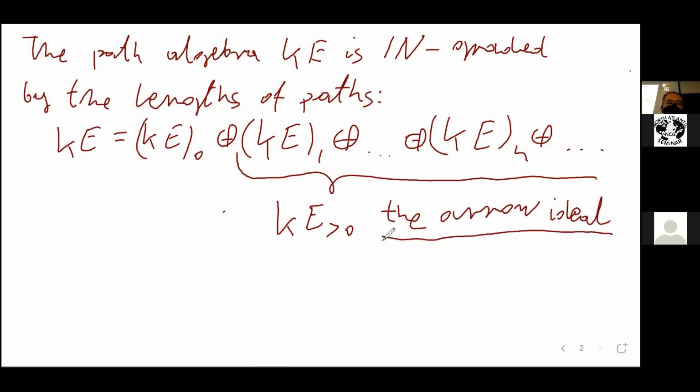Okay. So you always have this natural decomposition of any path algebra into the commutative part. These are just finitely supported functions on vertices, KE0, the linear span of paths of length 0, of vertices. And then you have paths that are of positive length. So they are made out of edges, out of arrows. This is why it is called the arrow ideal.